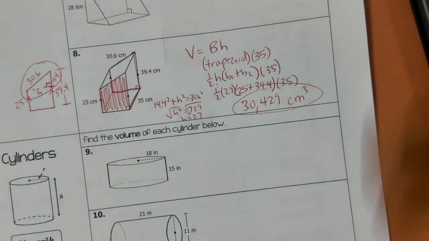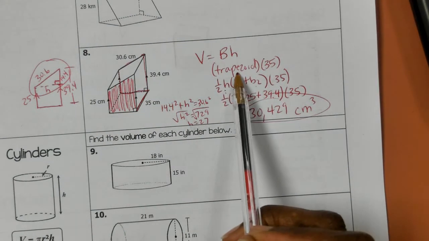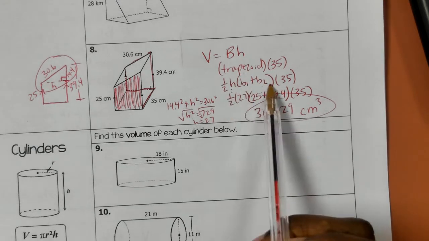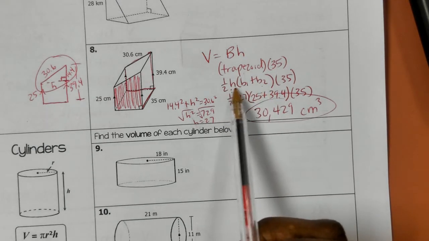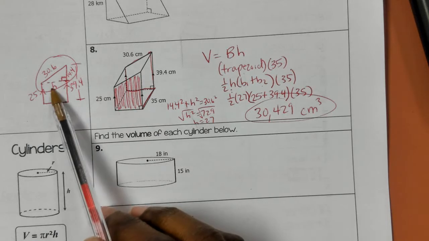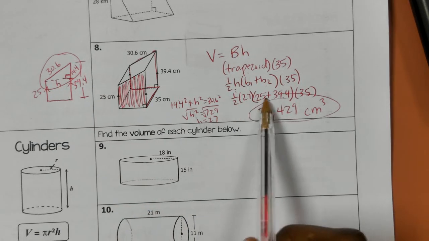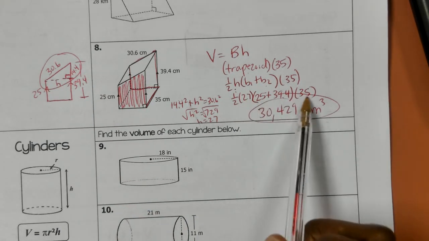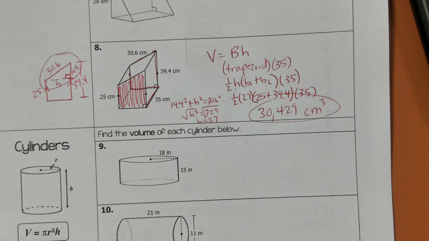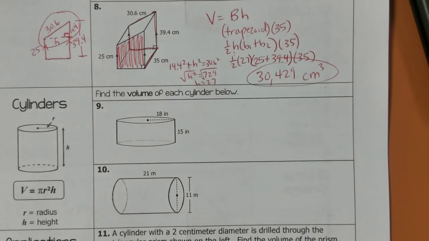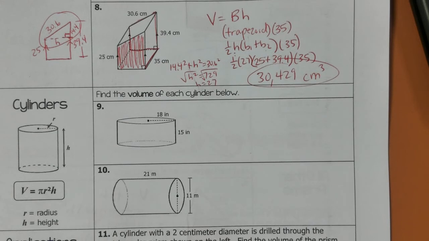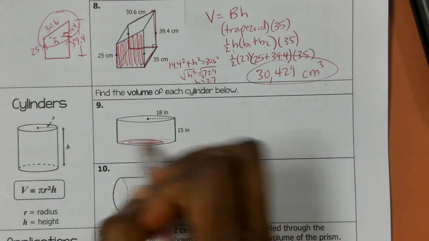Okay, so again, the process is to figure out the base shape, put that in for the B, and figure out the area of that base shape. If you don't have a dimension, like we didn't get the height between them, we need to use the Pythagorean theorem to solve for the height. Then we can use the dimensions for the trapezoid, times it by the height, which is the width of the prism, and we're done.